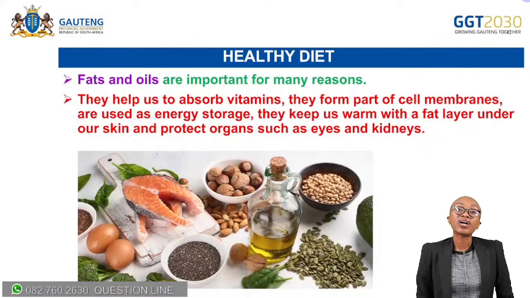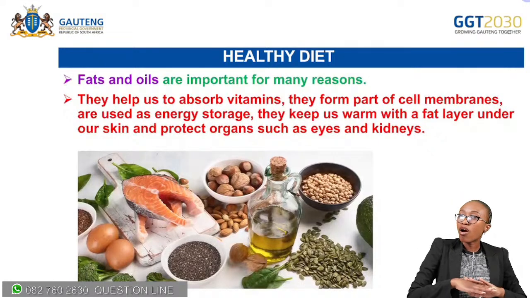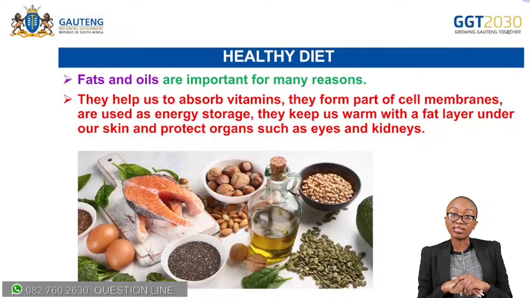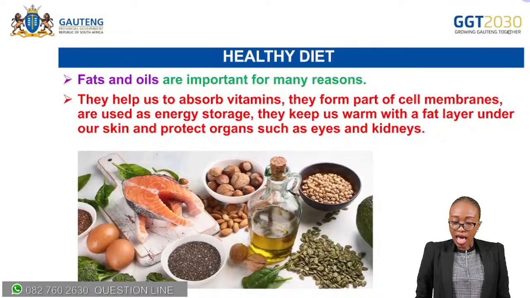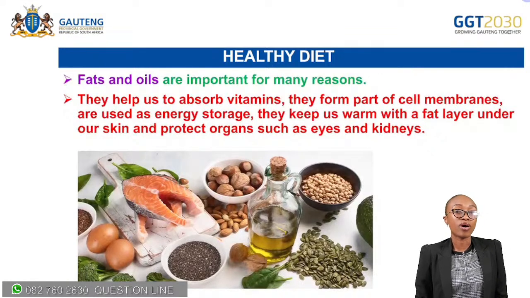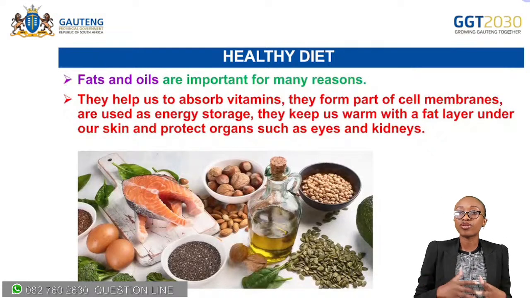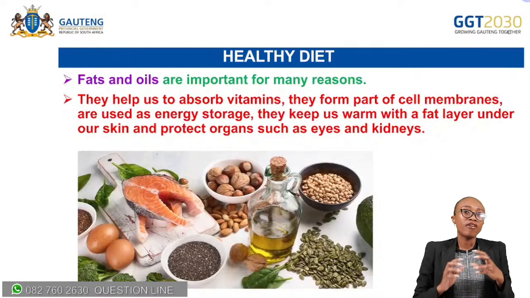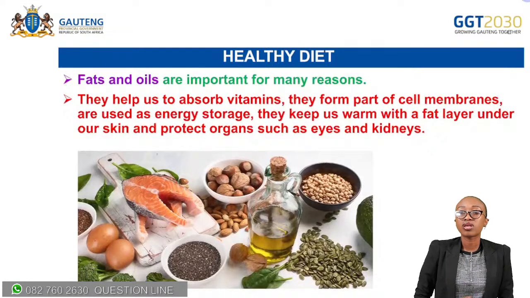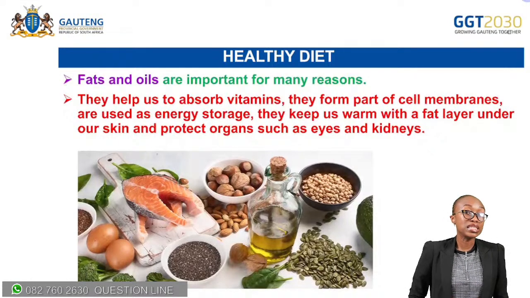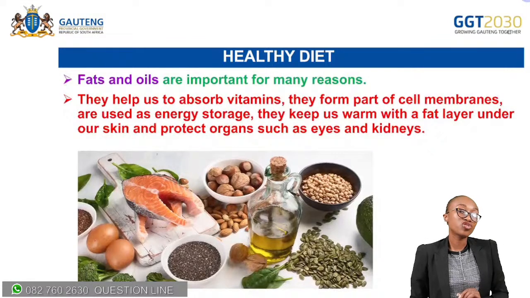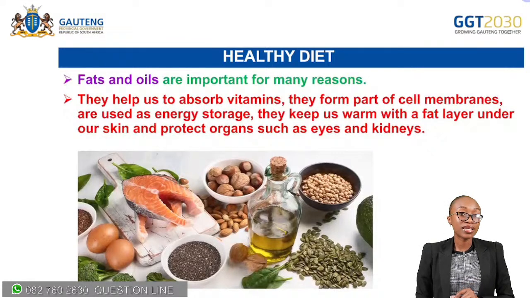Fats also keep us warm. We have a layer of fat under our skin to keep us warm. And they protect our organs against damage. Remember when I was talking about if you've seen the inside of a chicken or a goat and you find fat deposits around the heart, you find fat deposits around the kidneys or the eyes. That is a very, very functional type of fat that is protecting that particular organ.